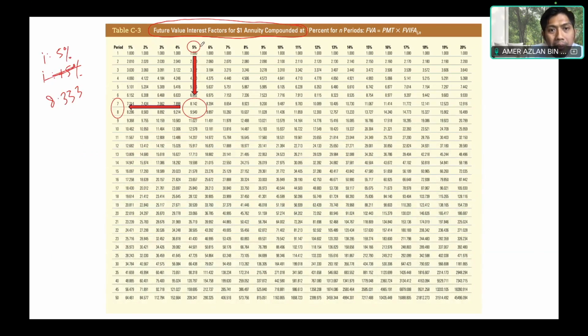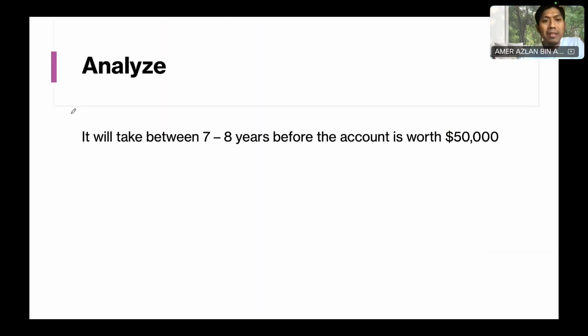Future value of ordinary annuity table. So you go to 5% of interest. You scroll down until you find a figure of 8.333. So it should fall somewhere here between 8.142 and 9.549. So 8.333 is somewhere in the middle here, right? So you go to the left and look at the period where it falls. So it falls between the period 7 to 8, which means that it will take between 7 to 8 years before the account is worth $50,000, right?